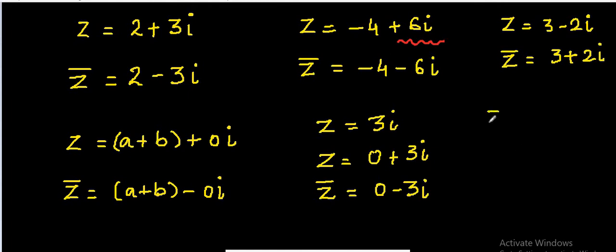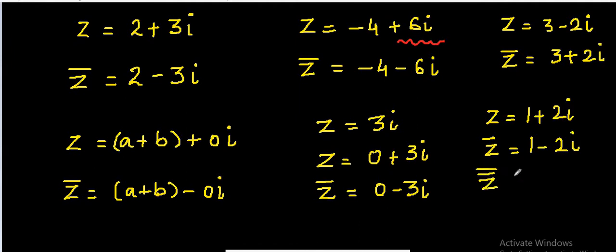Similarly, if we have z as 1 plus 2 iota, we take conjugate, we have 1 minus 2 iota. And if we take conjugate once more, so this minus 2 iota turns out to be plus 2 iota. So this gives us a property that z double conjugate is z itself.